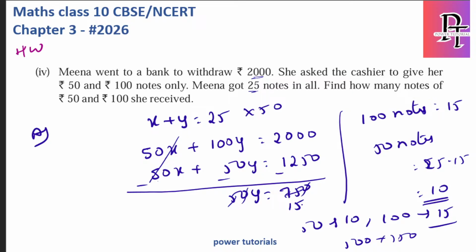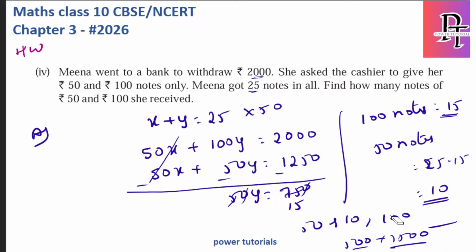Where is the mistake? Total how many notes she received? 25 minus 15 is 10. We have done subtraction. 100 into 15 is equal to 1500. Wait. It's not 150, it's 1500. So 1500 plus 500 is 2000. So answer is correct. 100 notes are 15 and 50 notes are 10.